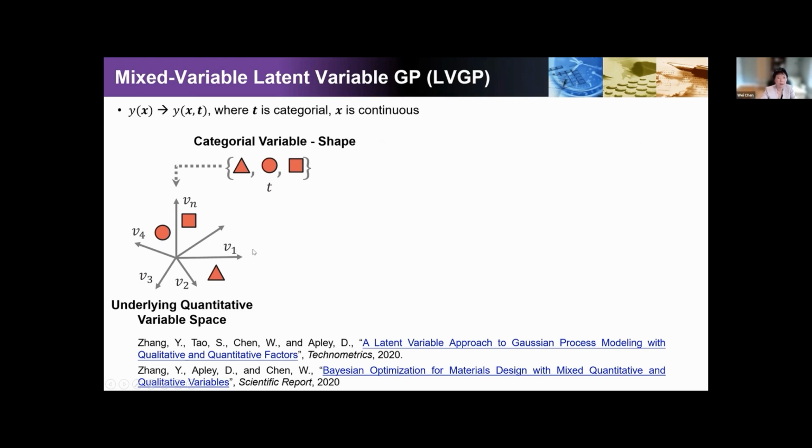Our idea here is to bypass those arbitrary choices of descriptors. Instead, we create a latent space called Z. It's a very low dimensional latent space. We found that in many cases, 2 dimensions is quite sufficient. And in this latent space, we capture the distances between different categorical variables.